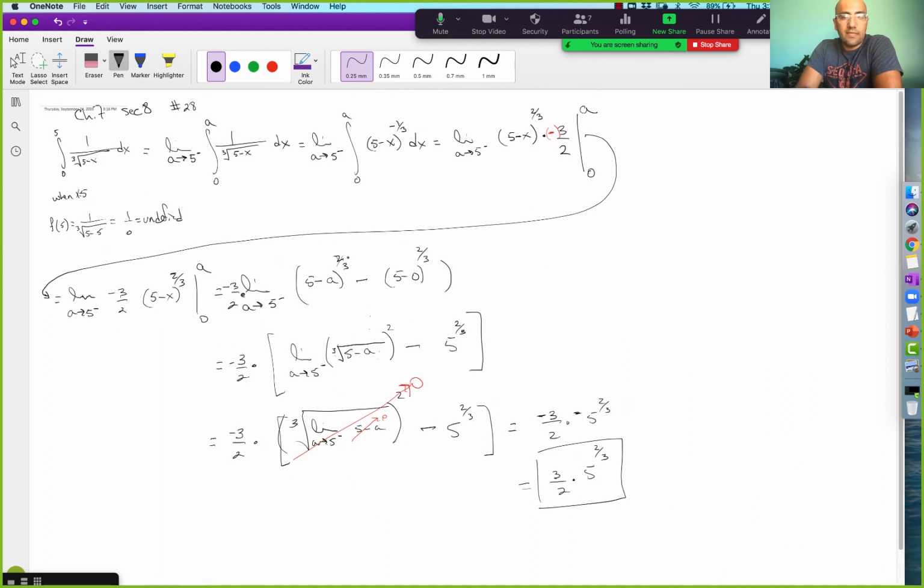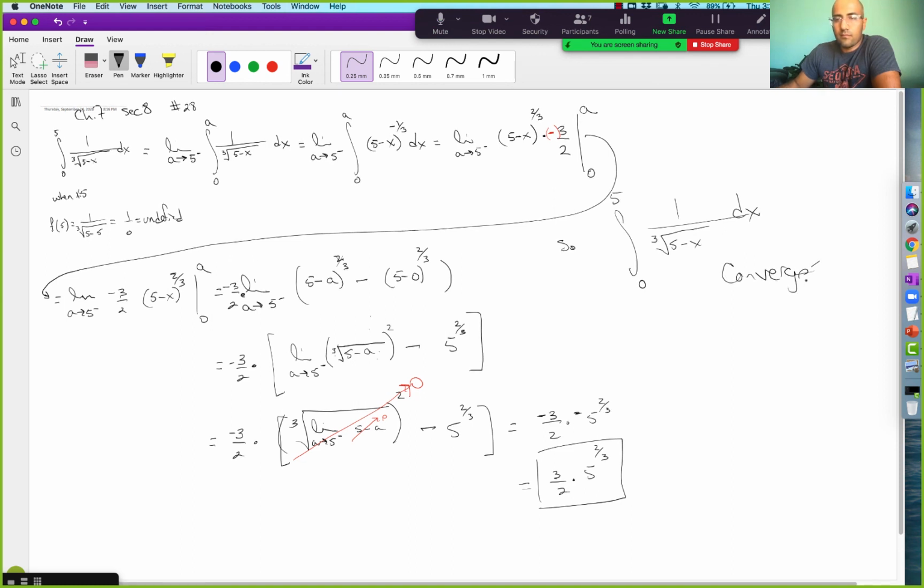Good. So that means that the original integral that we were asked about converges. So the integral from 0 to 5 of 1 over the cube root of 5 minus x dx converges. Not only do we know it converges, we actually know what it converges to, so we actually do have the exact answer for it. Questions?